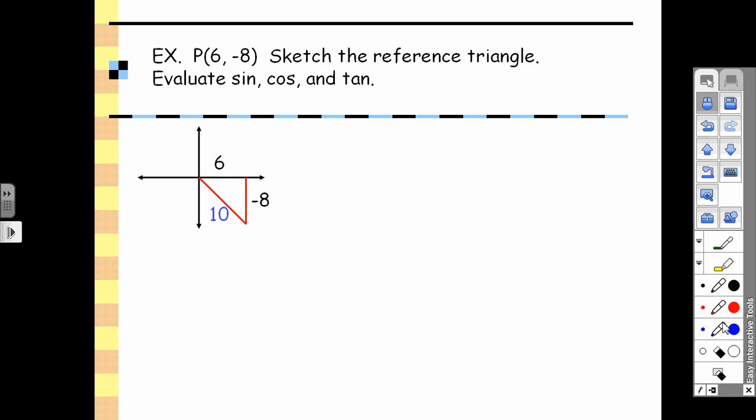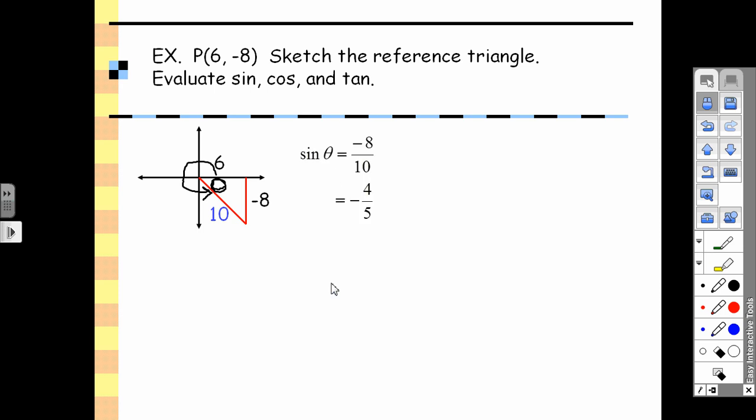Once we have this, remember they're asking us to find the sine and cosine and tangent of this angle that's created by this ray, like that, right? But we're using that angle right there to reference. That's our reference angle, and this is our whole reference triangle.